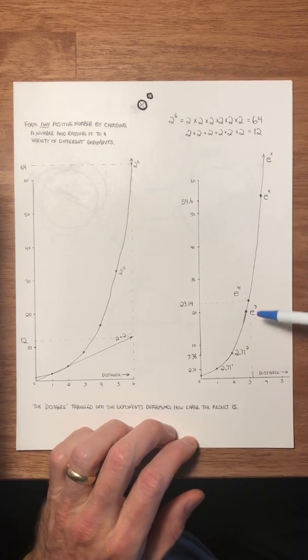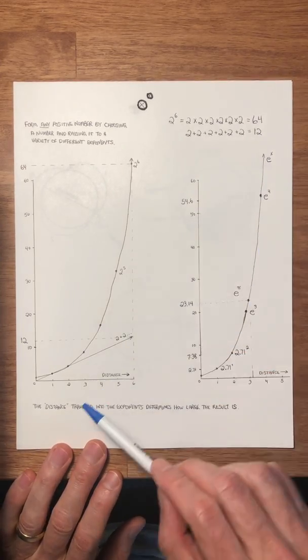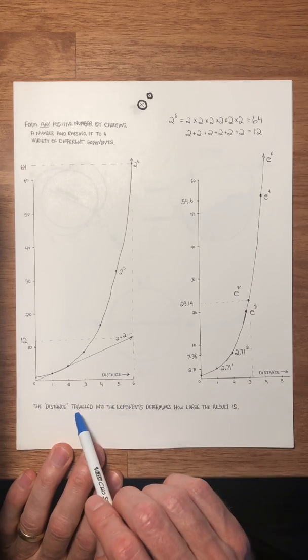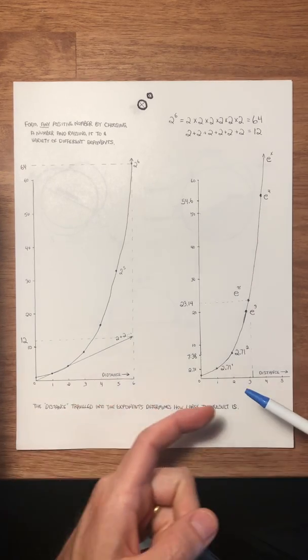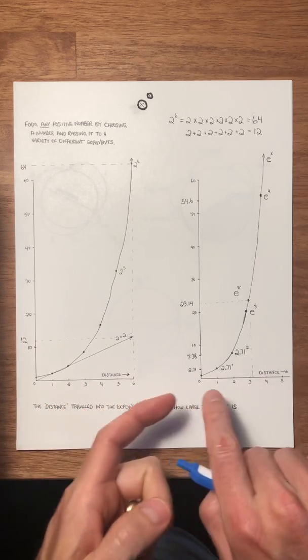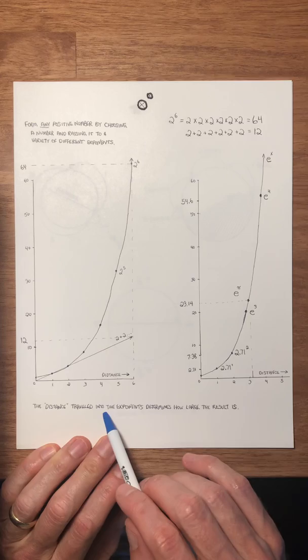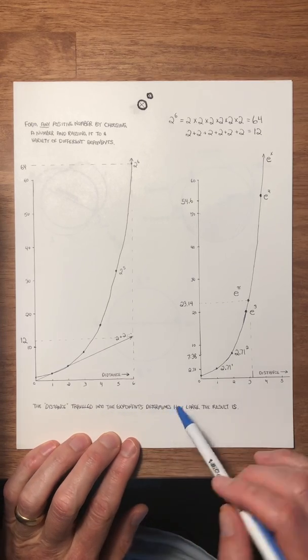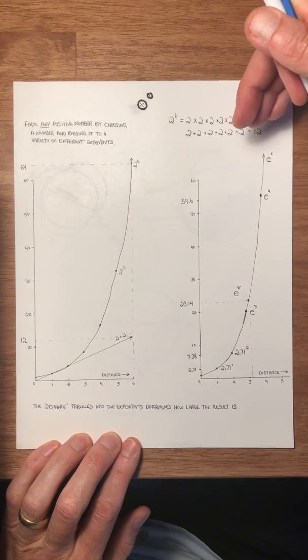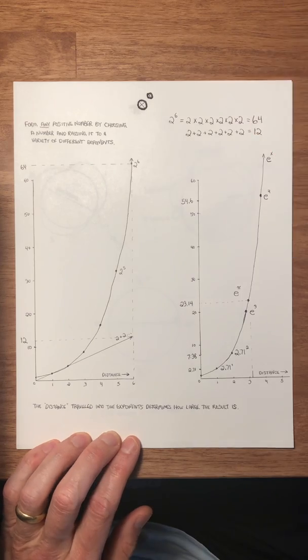So it increases rapidly. The point to remember here is the distance traveled into the exponents as you move right on this exponential graph. The distance traveled into the exponents determines how large the result is. That's all there is to know there.